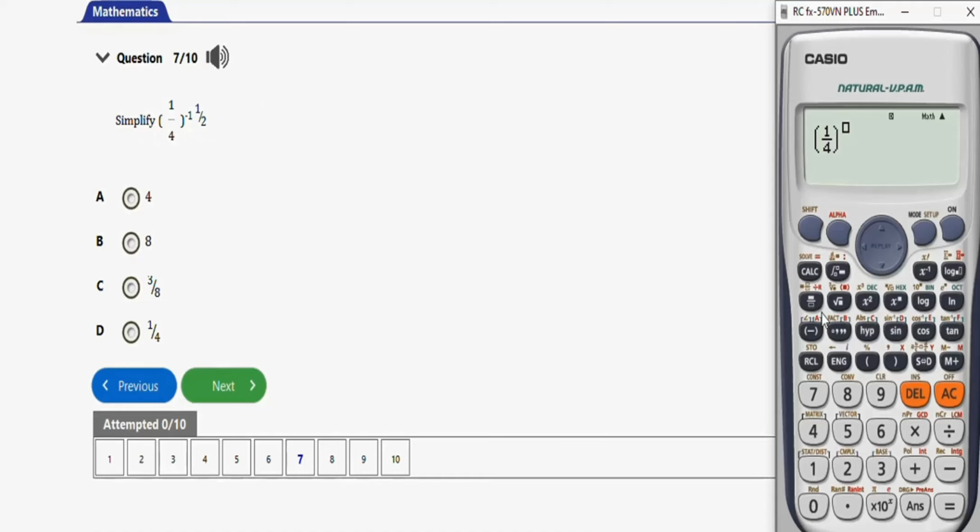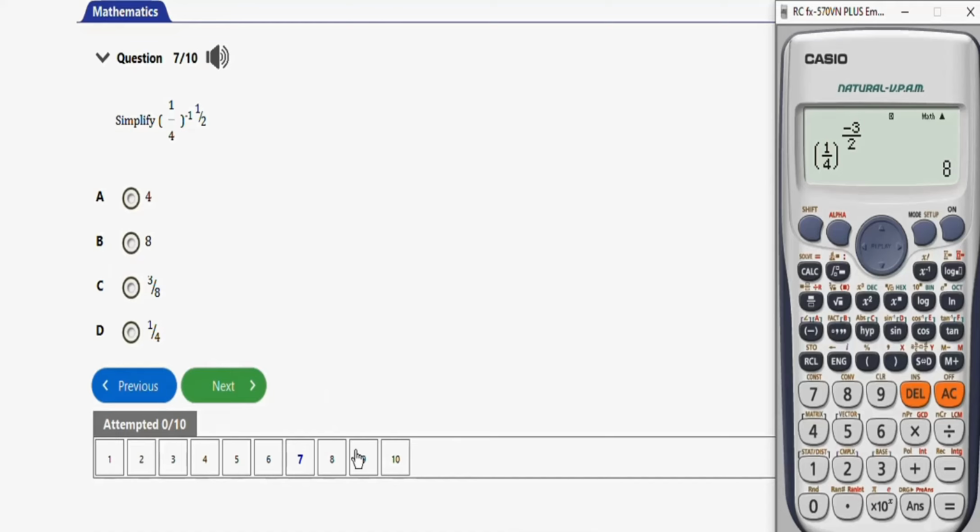So that's what we're going to have there. If we turn it into improper fraction, minus 3 over 2. Okay, so that's what we have here for this question. Let's press equal to see the output. 8. So the right option is option B. It's as simple as this.